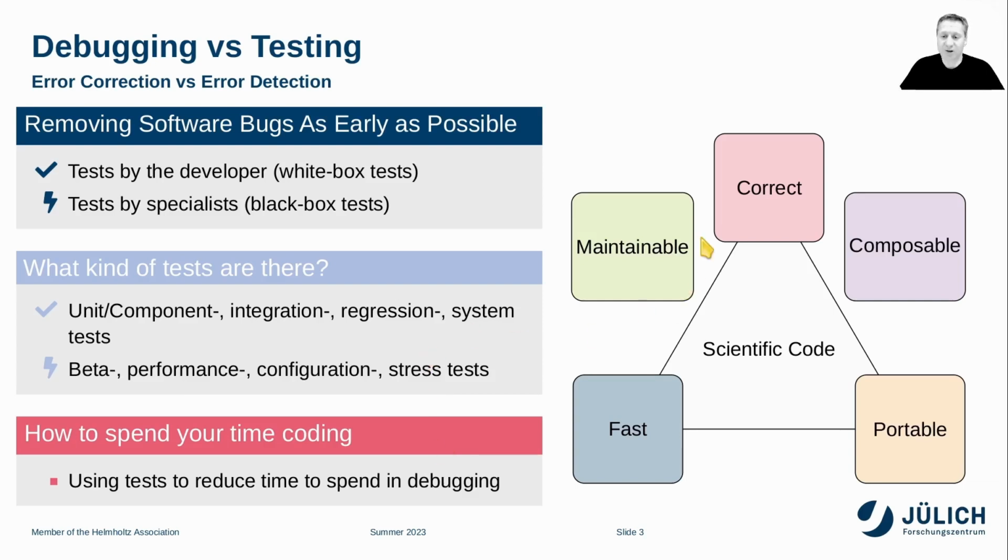On the right, you can see I added 2 more boxes that are not necessarily part of the, let's say, importance of the scientific code, but this is something you want to add to your code in order to make it more composable or more maintainable.